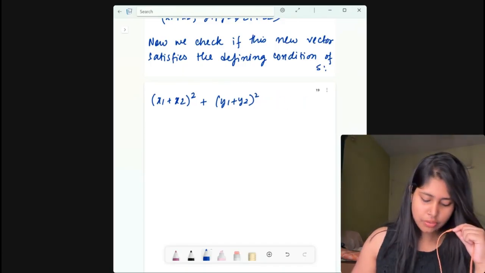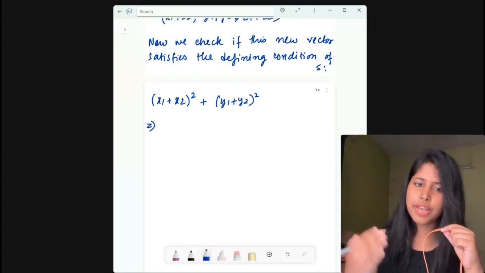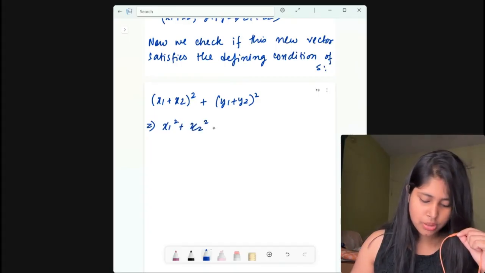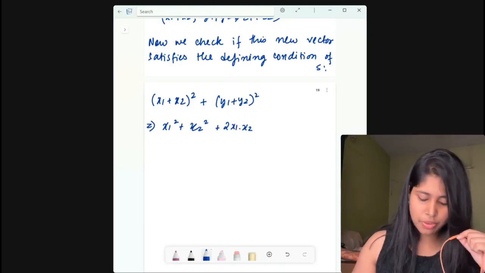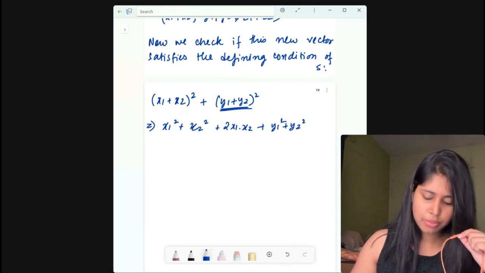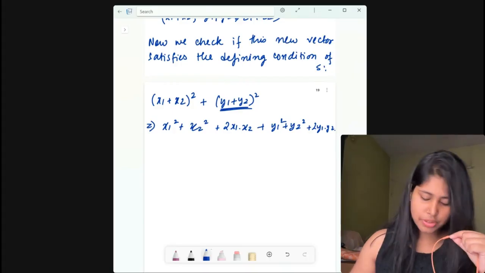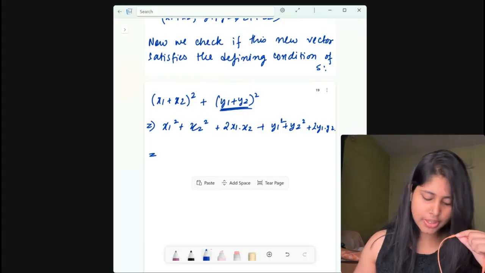First, let us open the brackets by the formula of (a plus b) whole square. So x1 square plus x2 square plus 2 x1 x2, and for this part, y1 square plus y2 square plus 2 into y1 into y2. Now see, if we now group the elements again, let us see how we are grouping it.